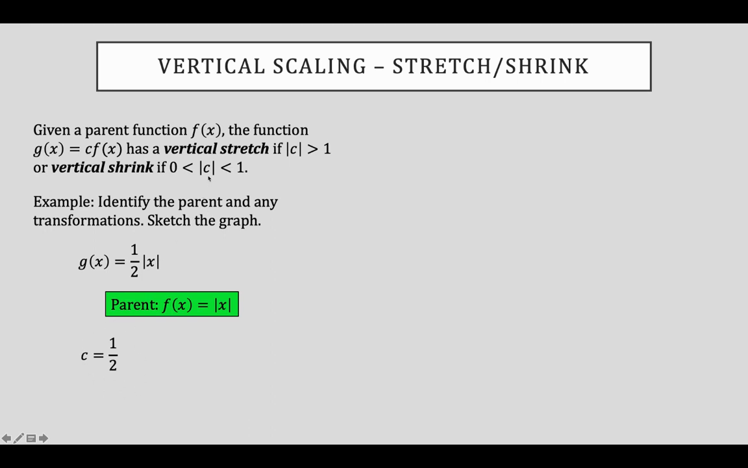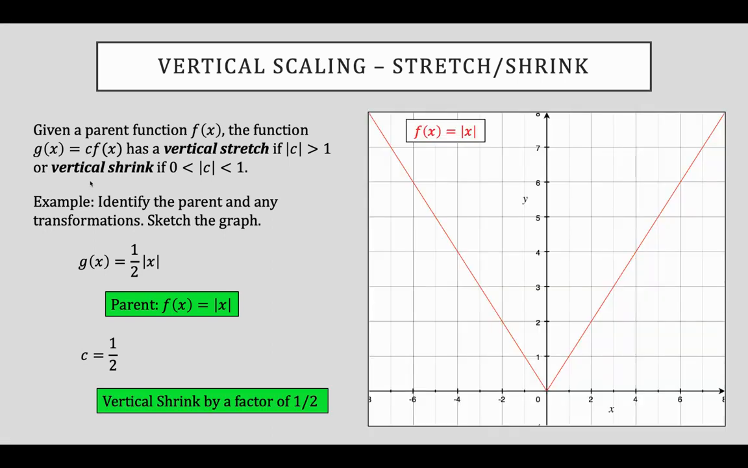Because the absolute value of c is between 0 and 1, this is going to be a vertical shrink by a factor of 1/2. Now, as we said, vertical scalings impact the y-coordinates. What we need to do is take our parent function, y equals the absolute value of x, and take the y-coordinates of every single one of the points on this graph, and multiply them by 1/2.